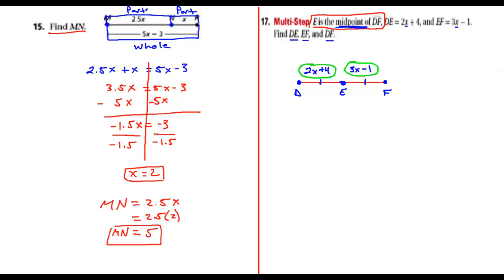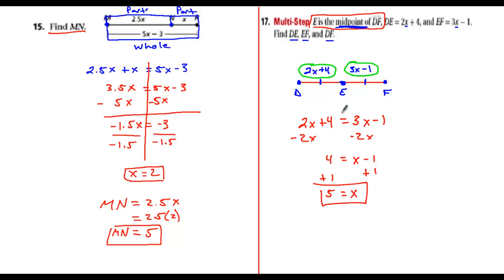And now you look at them, you say, well, they're not exactly the same. They look completely different. You spend an entire year in algebra learning what to do when two things are equal to each other, but they look different. And this is how you do it. So I'm going to subtract 2x from both sides. I'm going to have 4 equals x minus 1. I'm going to add 1 to both sides. I'm going to find out that x equals 5. I set these two equal to each other right here because I made these little marks here that say this is equal to this.